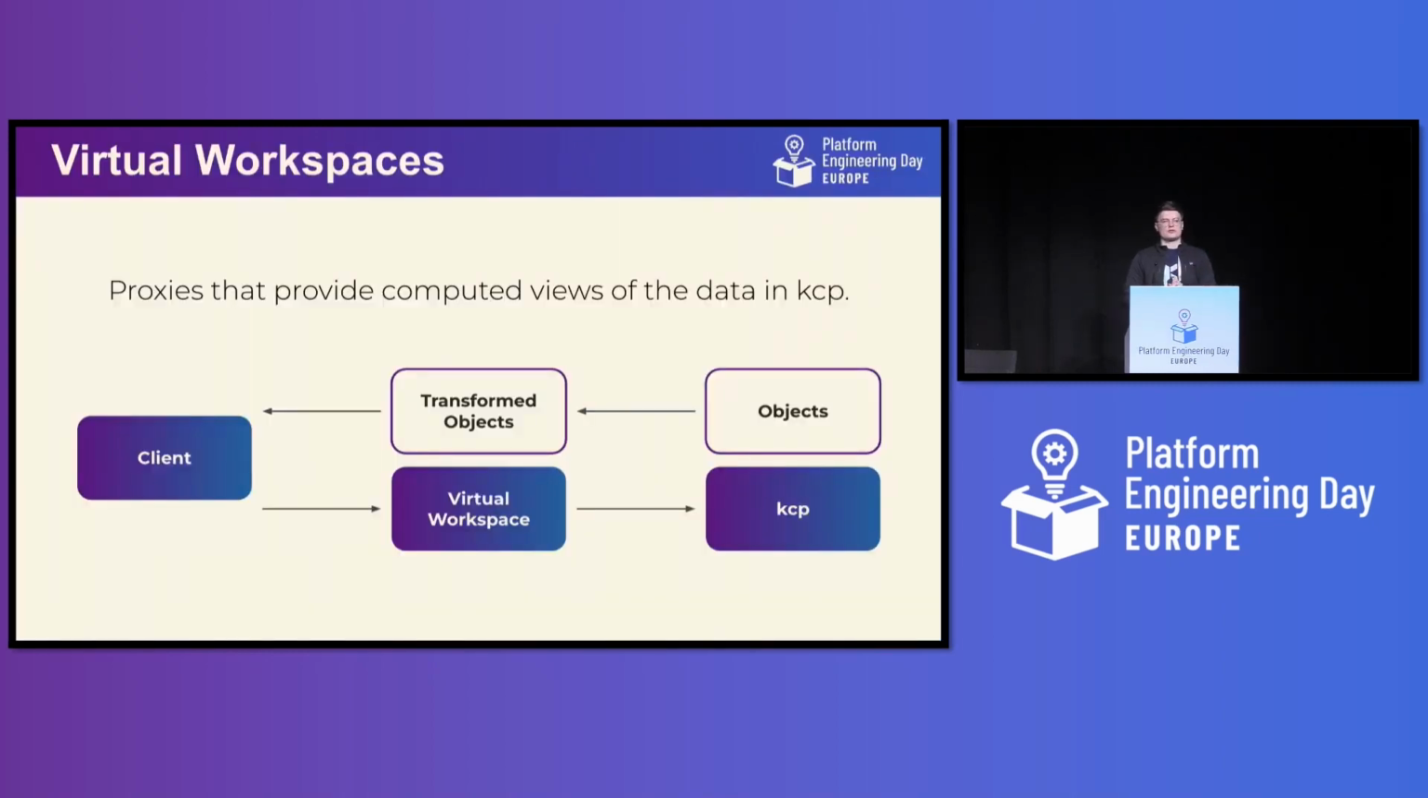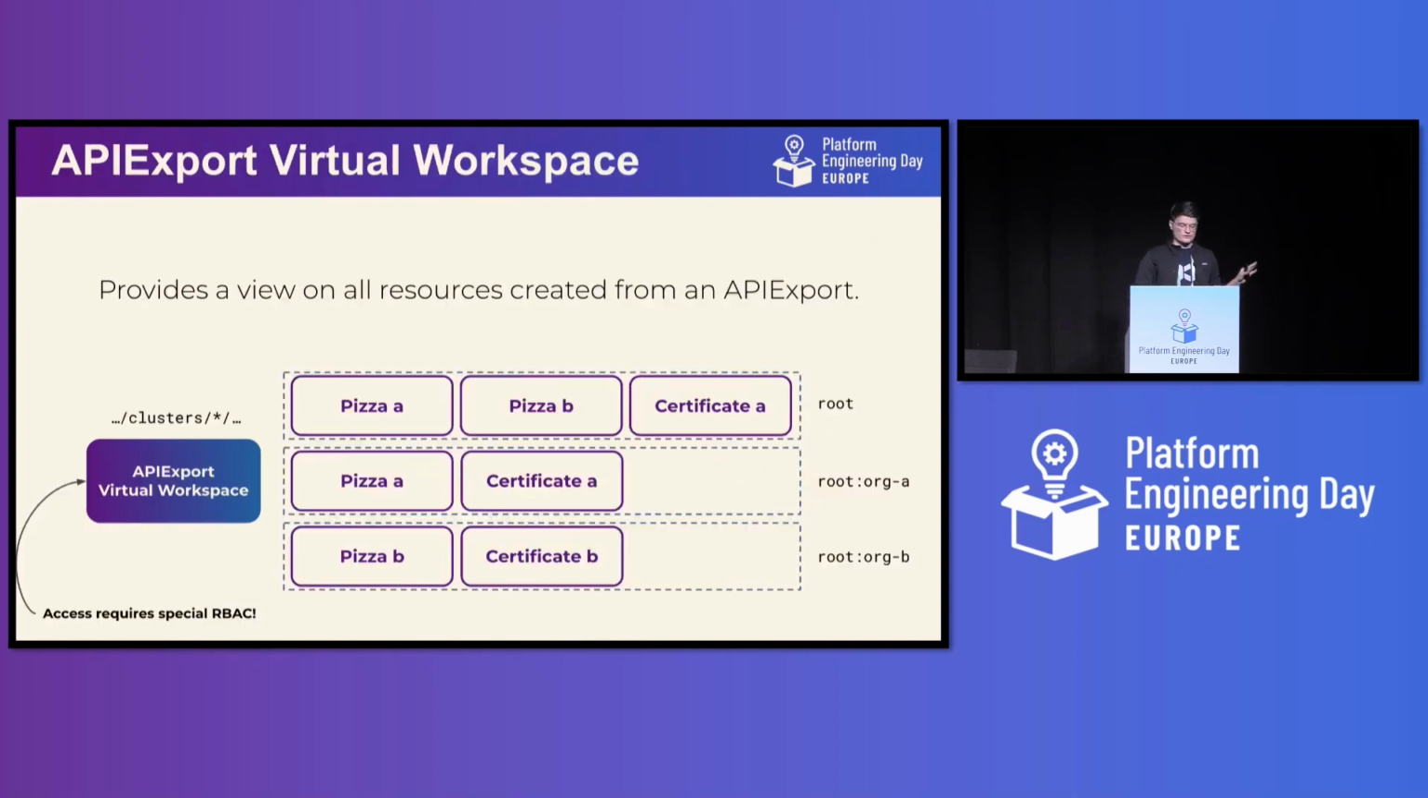So KCP has a concept called virtual workspaces, which act as proxies in front of your actual control plane. So this allows you to provide computed views of the data in KCP depending on who you want to target and who should have access to what data. So you can limit it by resource types, you can limit it by labels. Basically, you can build whatever you want. And KCP provides a framework to build additional virtual workspaces. We, though, only care about the API export virtual workspace, which is something that is built into KCP.